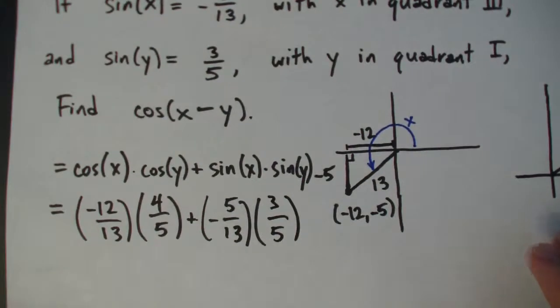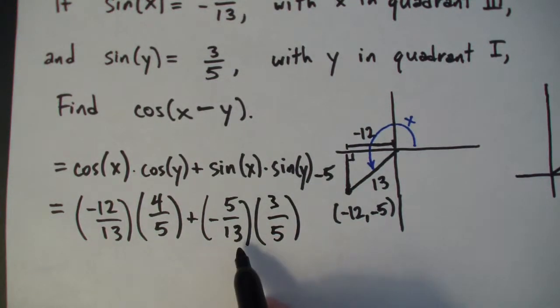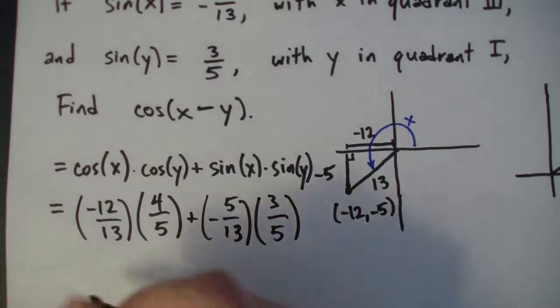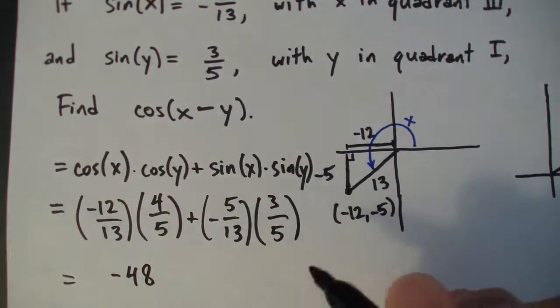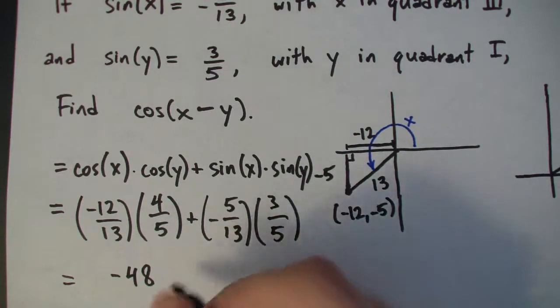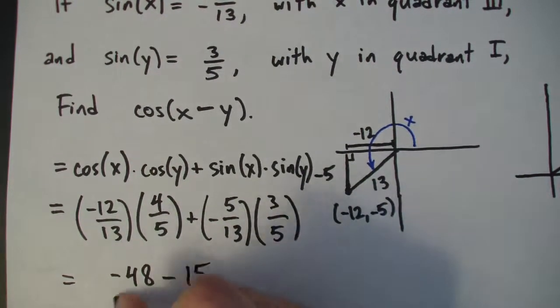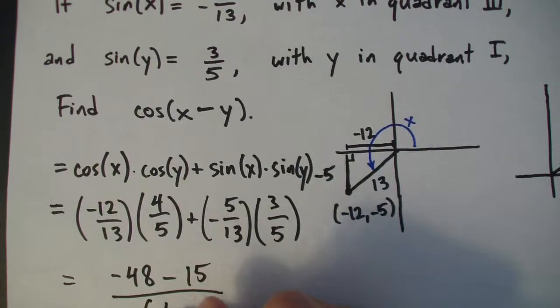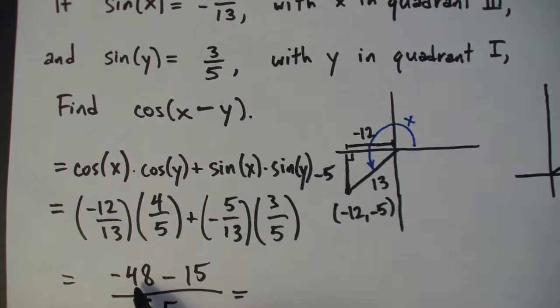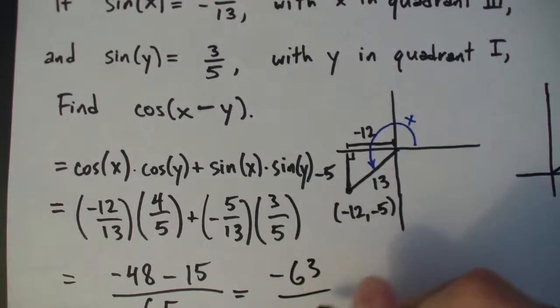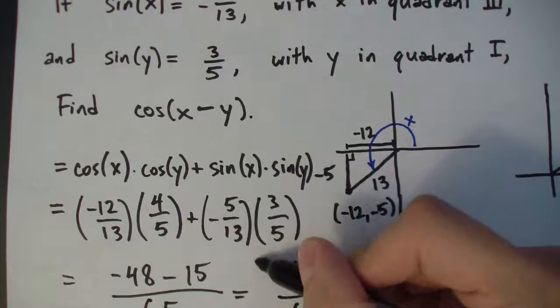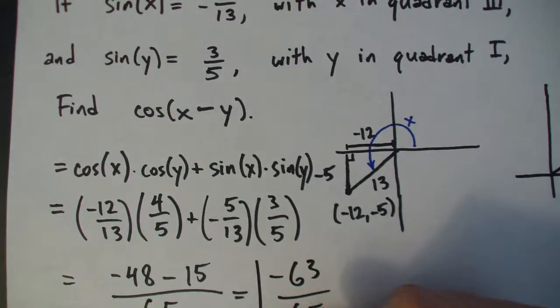Now we just need to simplify. We have a common denominator of 65, and in the numerator we're going to have minus 48, and then a minus 15, all over 65, and that comes out to be -63 over 65. So that's our final answer for cosine of x minus y.